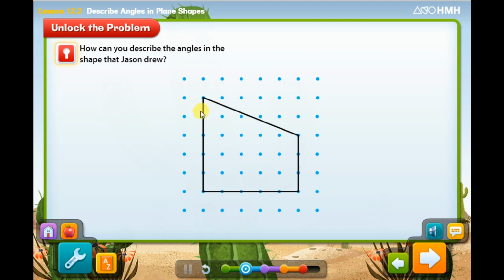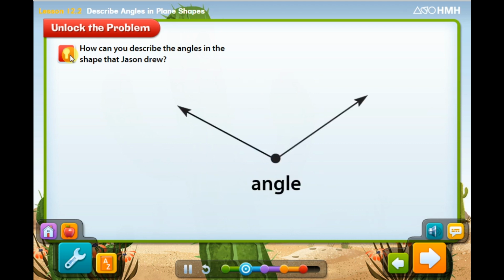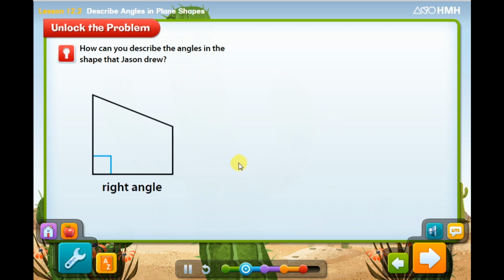So, now you know what an angle is? An angle is the part of a circle formed between 2 line segments meeting at the same endpoint, which is called a vertex. So this endpoint, we call it a vertex. So let's unlock this problem and see. To solve this problem, you need to know what an angle is. An angle is formed by 2 rays that share an endpoint. Plane shapes have angles formed by 2 line segments that share an endpoint. The shared endpoint is called a vertex. You can describe angles by comparing them to right angles. A right angle is an angle that forms a square corner.